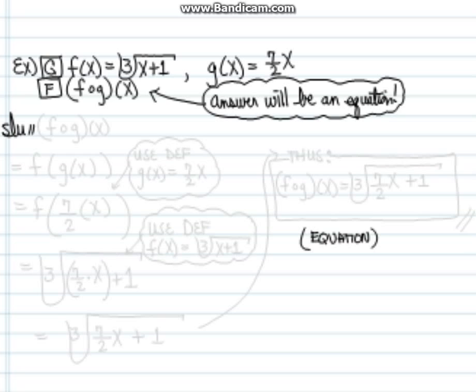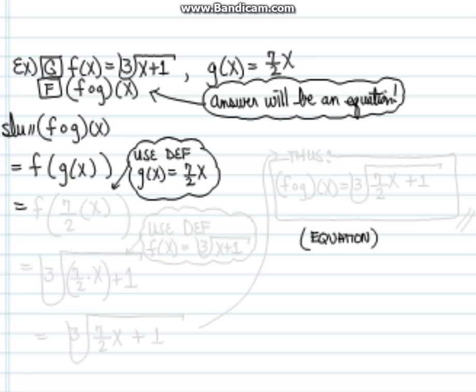So let's write down the question. F composite g of x, by definition, that is f of g of x. Now we're going to replace the inner function in the parentheses, g of x, by what it's defined to be equal to. Well, g of x was defined to be 7/2 times x, so that's what's going to be inserted in the parenthesis in place of g of x. So that's f of 7/2 times x. So now we're being asked to evaluate the f function at the value 7/2 times x.